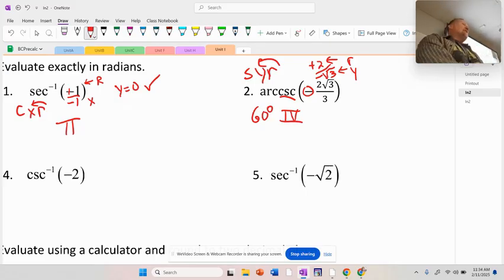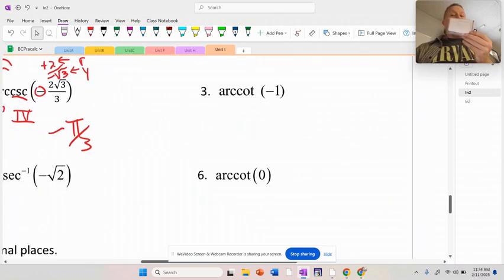Anyway, what's the answer? What's the 60 in quadrant 4? Negative pi over 3. If you said positive, I'd kick you out of this. If you said 5 pi over 3, get out, because you didn't even listen to me yesterday. It's all about the rules, all right? Follow the rules, like wear your lanyard.